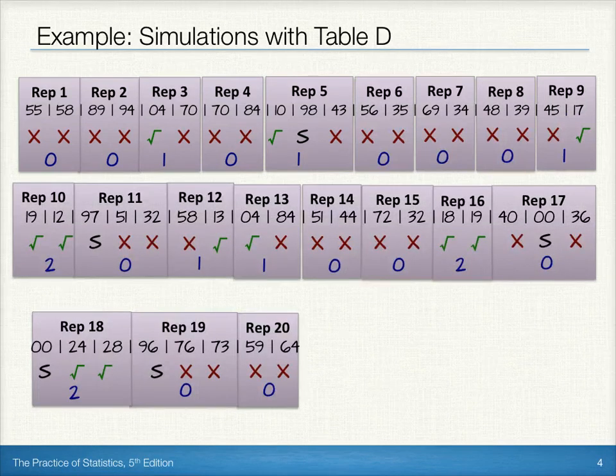20 repetitions, we can see how many times we'd have two students from the AP Statistics class winning the golden ticket lottery. In fact, we can see that occurred here in repetition 10, again in repetition 16, and once more in repetition 18. So out of the 20 repetitions, we had 3 instances where two individuals from the AP Statistics class won the golden ticket.